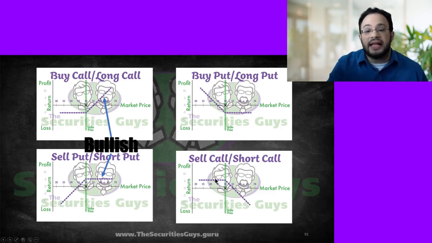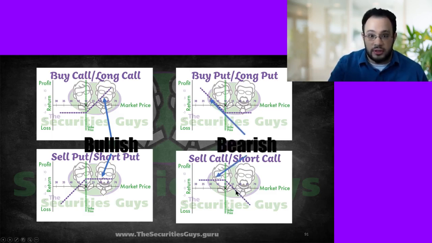Same idea with selling a call, though. I'm betting it's going to go down. But if it goes down, I just make the premium, because the call buyer isn't going to use it. It's just going to expire. But as it goes up, I start losing more and more and more money with no limit. These are the bearish options.